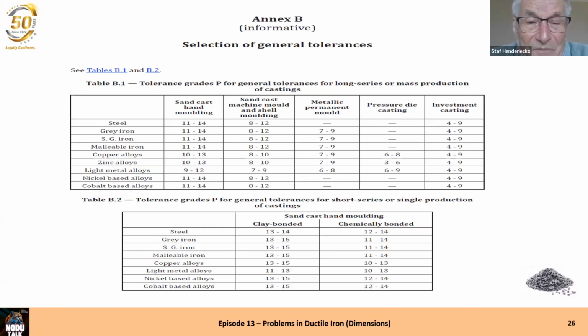And there you see that for clay bonded, gray sand, as a matter of fact, it's 13 to 15, where we see that for serial production, it's 11 to 14. So it's less accurate if you have clay bonded. Chemical bonded sand is 11 to 14, and that's the same as the hand molding from the mass production. Please don't go more accurate than this.